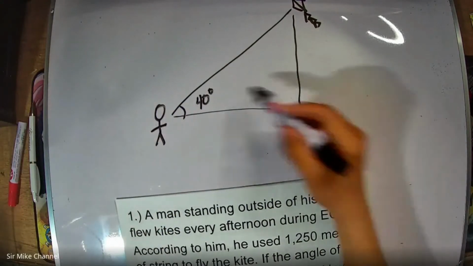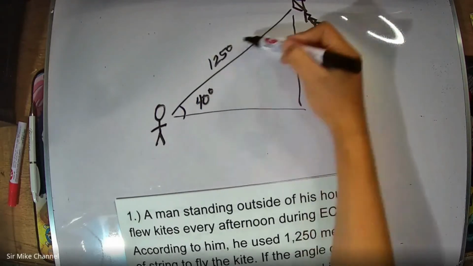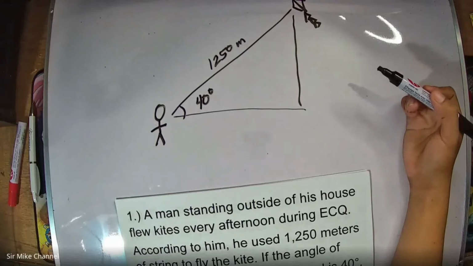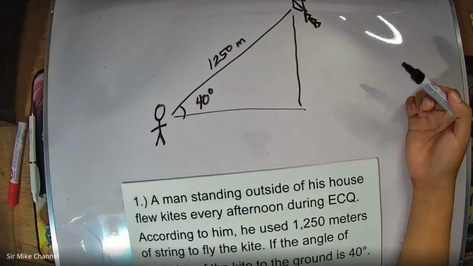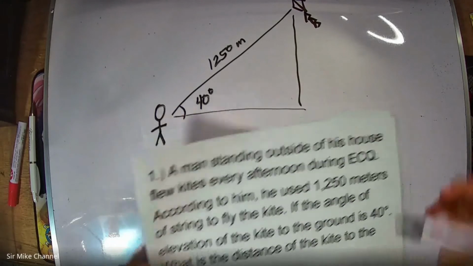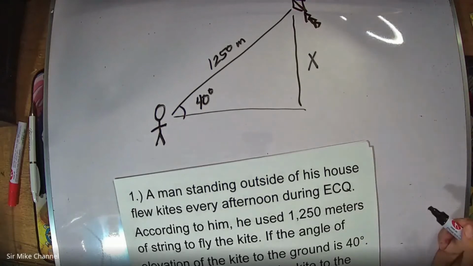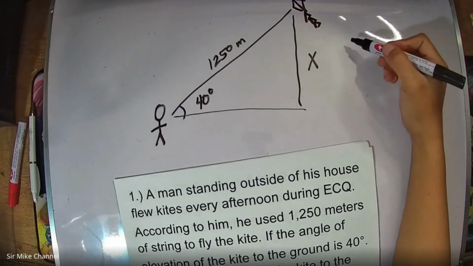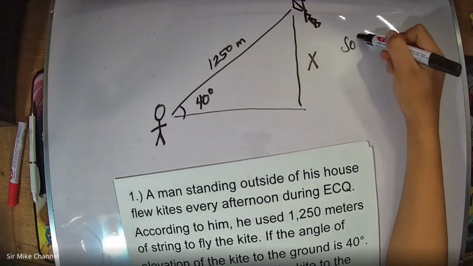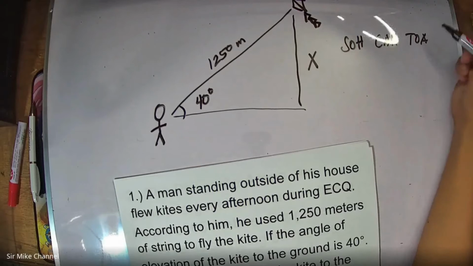And this string has a measurement of 1,250 meters. That is our given. So the question is, what is the distance of the kite to the ground? This is our distance, let's say variable x. To solve that, we need to decide what to use. Remember our mnemonic device, SOHCAHTOA. So this is the missing one.